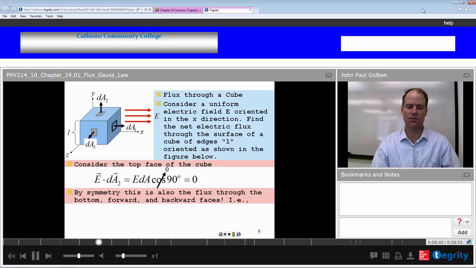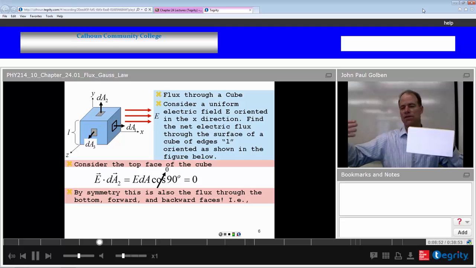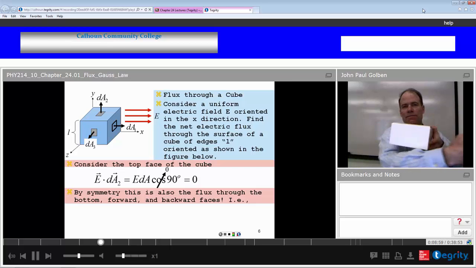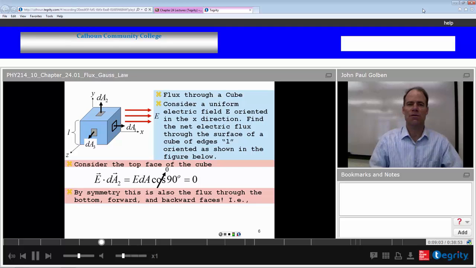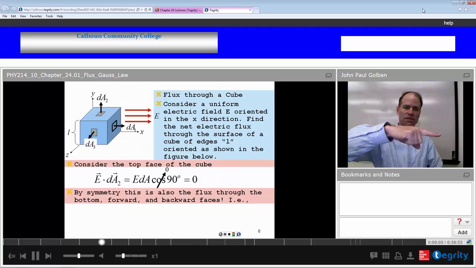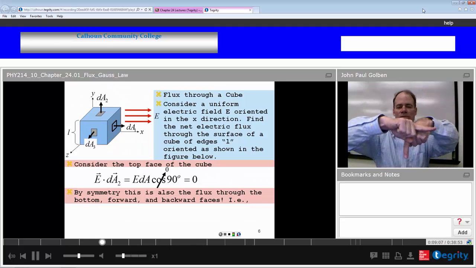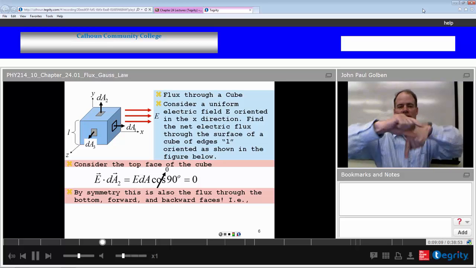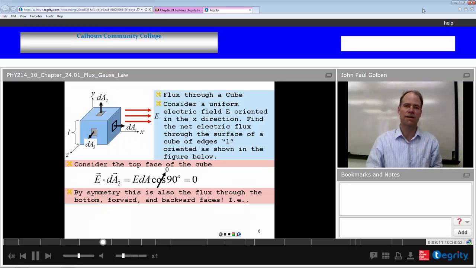By symmetry, this would also be true for the bottom face as well. If these flux lines are coming in like this, they're not bending to go through the bottom face. They're continuing through parallel, and hence there's no flux going through the bottom face as well. Mathematically, the E field's going this way, the area vector of the bottom face is going down, and there's a 90-degree angle there. Cosine 90 is 0. No flux through the bottom face of this cube.